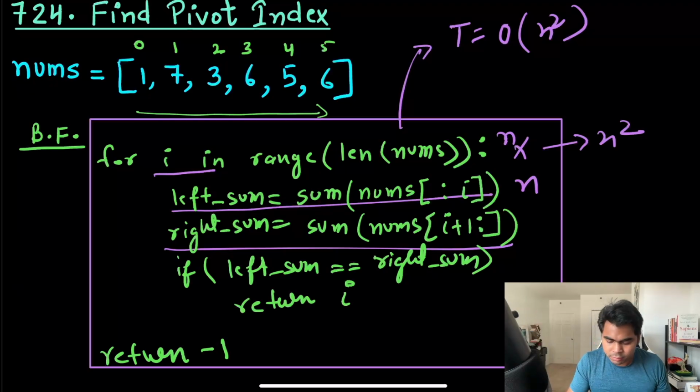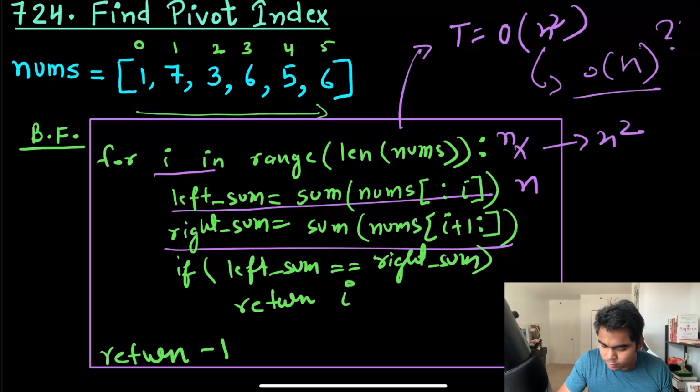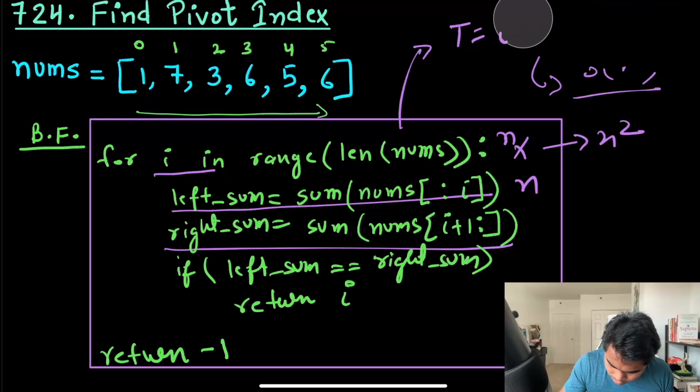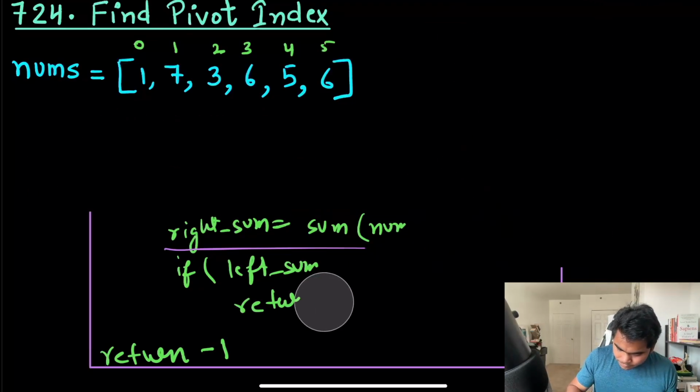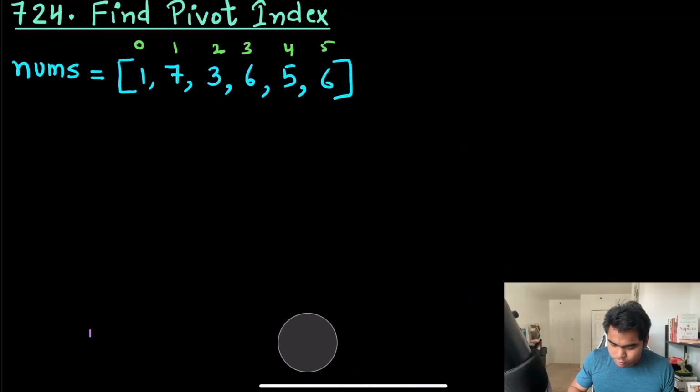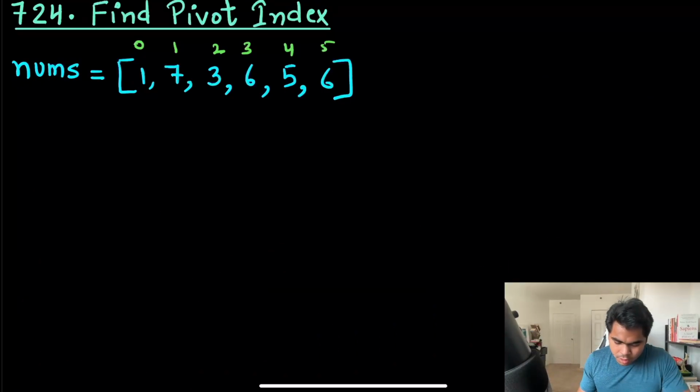Can we do better? Yes, of course. This is not optimal. We can do it better in big O of n. So how do we do that? Let's clean up our page. All right. So what's a better solution? What would be a better solution?